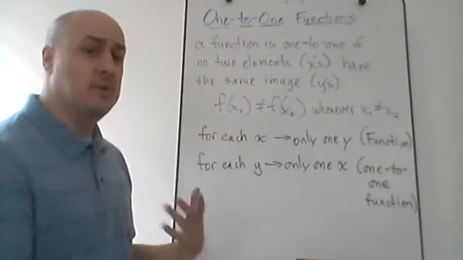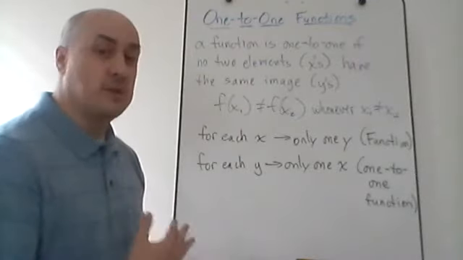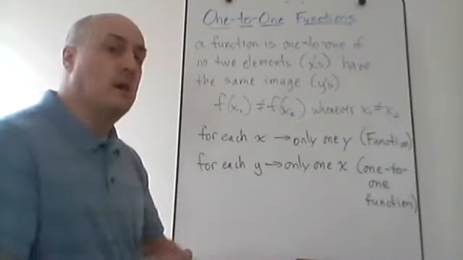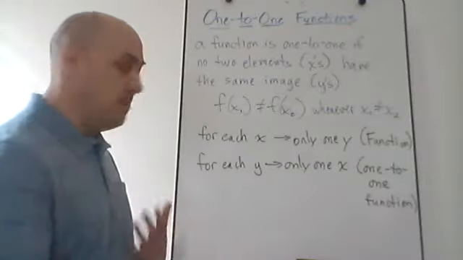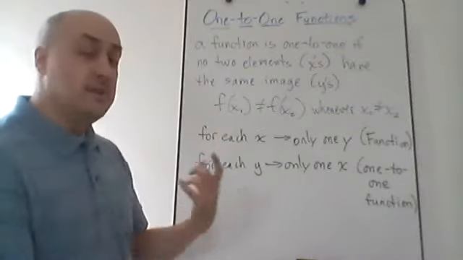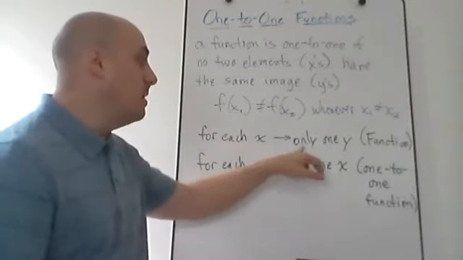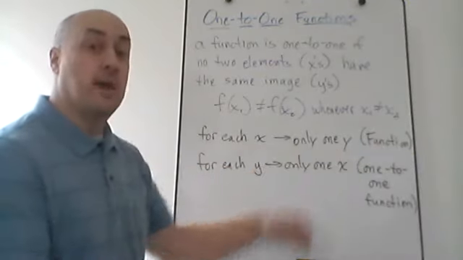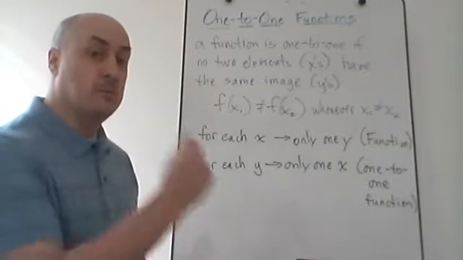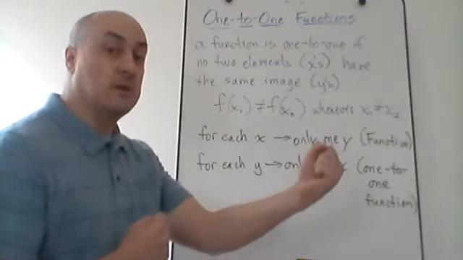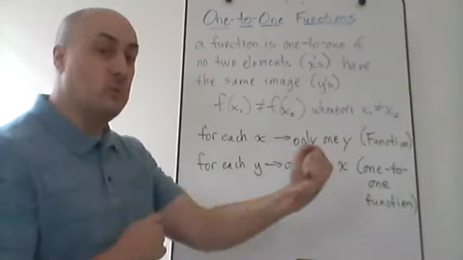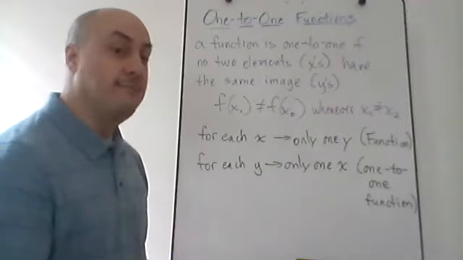Alright, just to compare to the definition of what a function is, and if you didn't watch the video I did on the definition of a function, you might want to check that out. The definition of a function is that for each x value, for each input value, you only have one y value. You only get one output. So if you put a number into the function, only one single number comes out. For each x, there's only one y. That's what makes something a function.